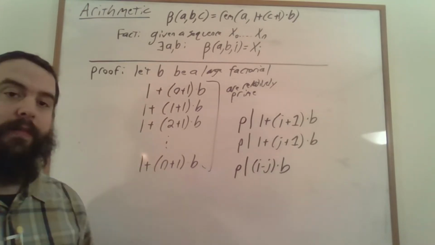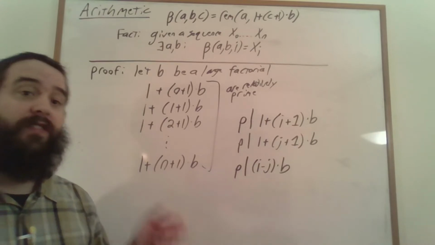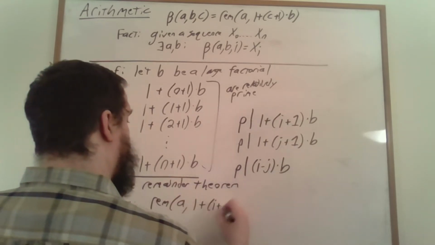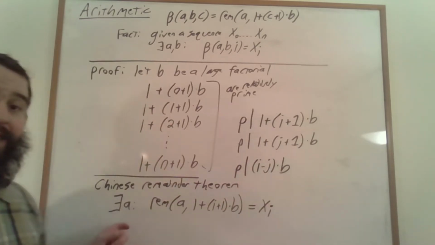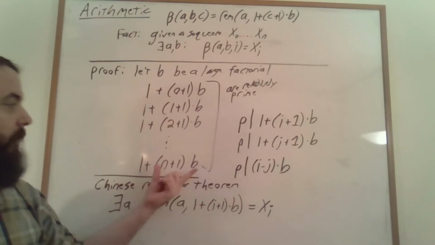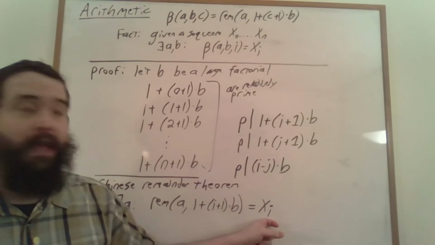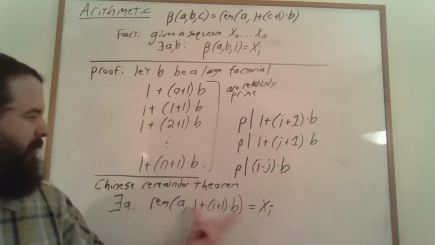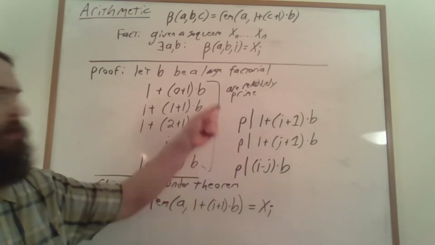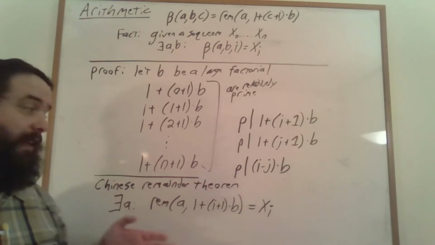This sets us up exactly to use the Chinese Remainder Theorem, which says that there is some a whose remainder modulo these various moduli is going to be equal to whatever numbers we want them to be, assuming, you have to assume that this number is at least xi, but you can do that just by ensuring that b is large enough. But this is exactly the statement of the Chinese Remainder Theorem.